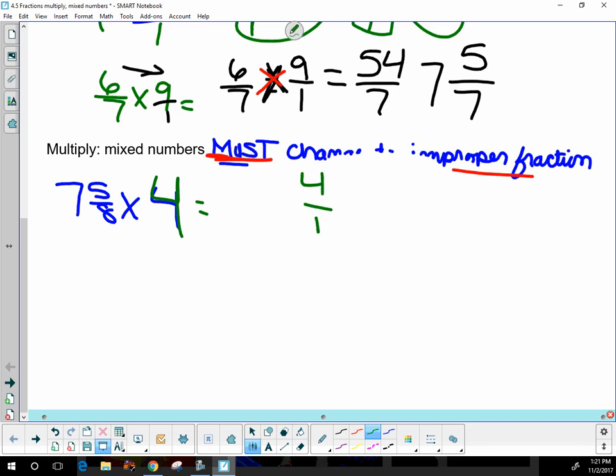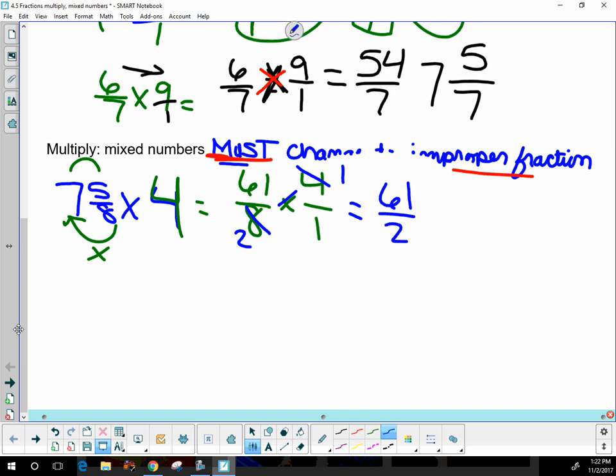Put them over 1. Make them improper fractions. That's 56 plus 5. Ooh. 61/8 times 4 over 1. Well, the good thing is I don't have to multiply 61 times 4. And I really don't want to, so that's a good thing because look, I would have 4 over 8. 4 goes into 4 once, 4 goes into 8 twice, 61 over 2. Now I can handle that. I can do that division in my head because I know that 2 goes into 61 30 times with a remainder of 1.